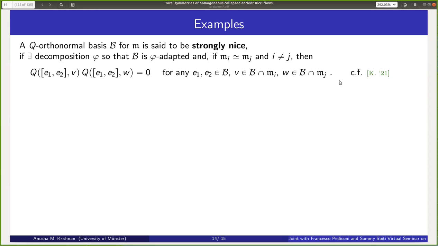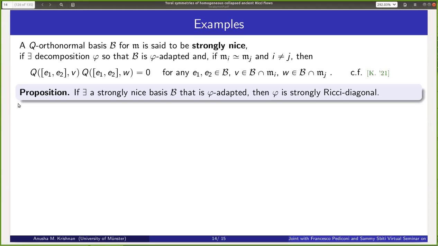I should also say that in some previous work I showed that the condition stably Ricci diagonal is equivalent to a condition called nice, which is a condition slightly weaker than this, but this one is useful for us for generating examples. Okay, and we show that if there's a strongly nice basis that is phi adapted, then the decomposition phi must be strongly Ricci diagonal. And as a result of that, we get several examples of homogeneous spaces that admit strongly Ricci diagonal decompositions.